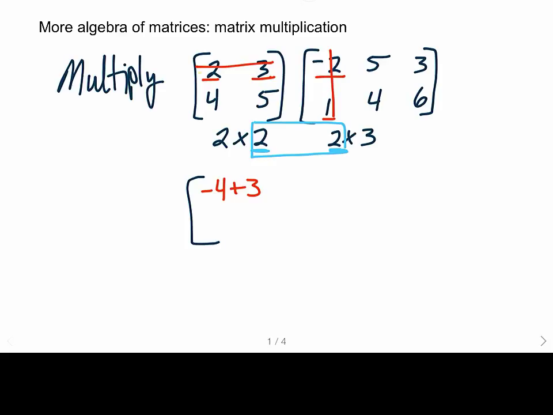We're going to use the first row again, 2, 3, and multiply it by the column 5, 4. And so we're going to use 2 times 5, which is 10, and 3 times 4, which is 12, and then add those two together. Then we're going to do it again. We're going to take that first row, 2, 3, and multiply it by the last column of the second matrix, 3, 6. So 2 times 3 is 6, 3 times 6 is 18, and we add those two together.